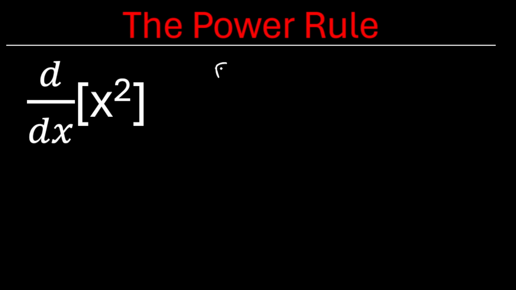So the power rule states that if you have a function f of x given in terms of x to the nth power, the first derivative of that function, f prime of x, is given as n times x to the n minus 1 power.